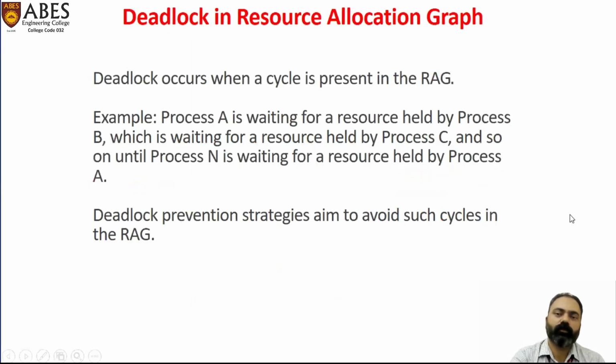Now, deadlock occurs when a cycle is present in the RAG. As we saw in the previous slide, there is a circular wait. That is a deadlock. For example, process A is waiting for a resource held by process B, which is waiting for a resource held by process C, and so on until process N is waiting for a resource held by the first process A. Deadlock prevention strategies aim to avoid such cycles in the resource allocation graph.